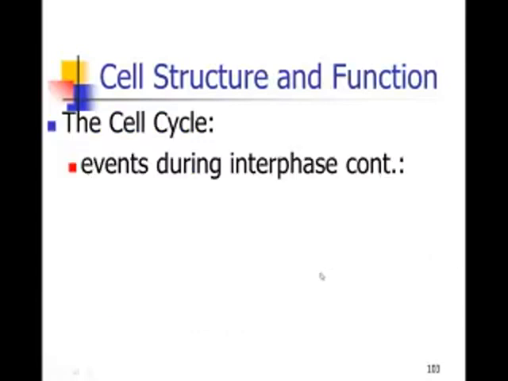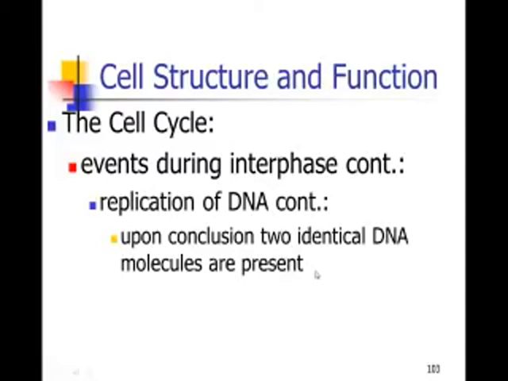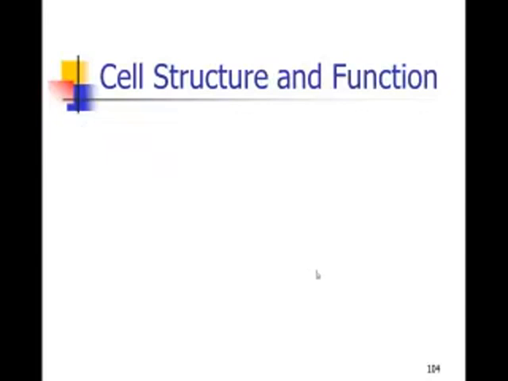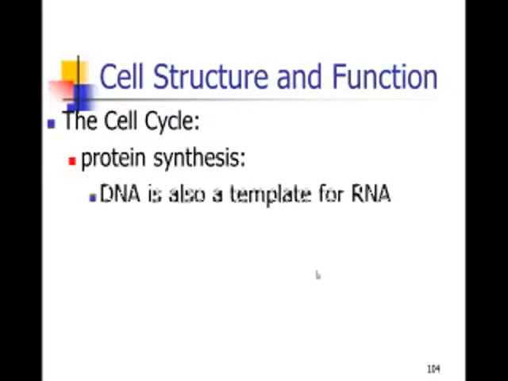At the conclusion of the replication of the DNA, you have two identical DNA molecules present. And that means that the new chromosome is going to have two chromatids with exactly the same information. Again, mistakes do occur, but most of the time things go normally.